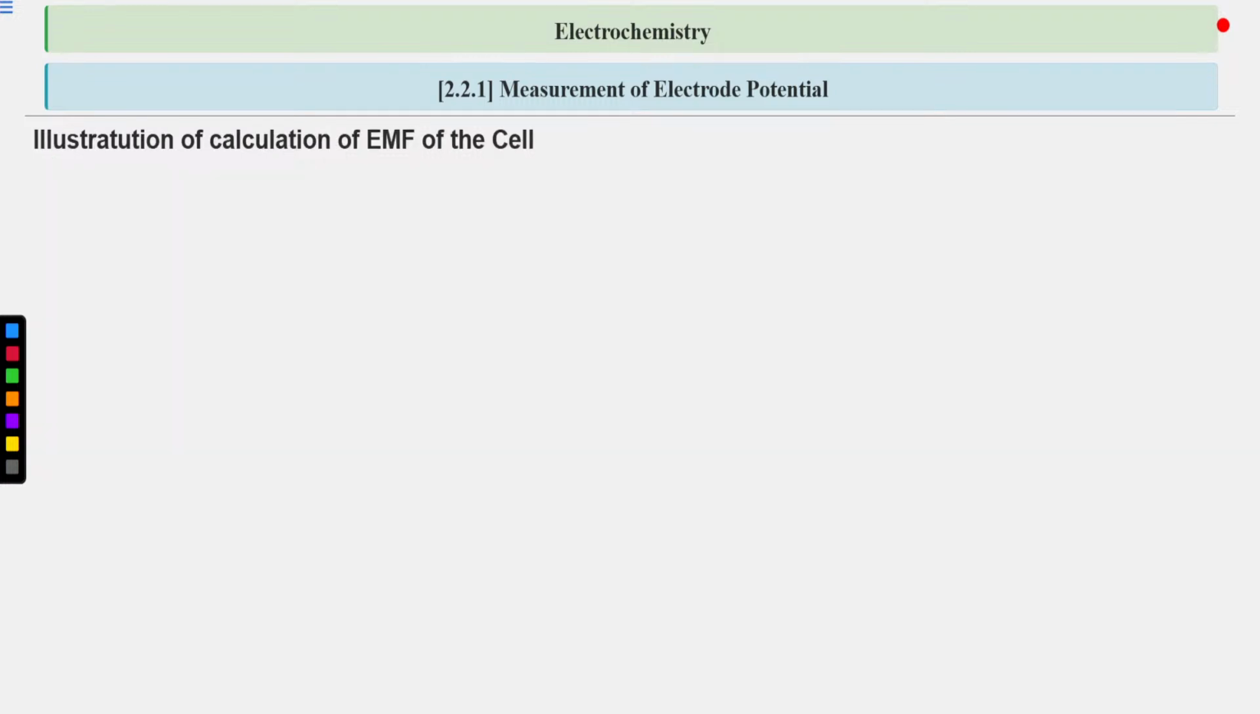Now, illustration of calculation of EMF of the cell. Now, if you want to find out all the illustrations of how you can calculate the EMF of the cell. So, let's suppose we have this cell. Okay, in this you can see that this is the salt bridge. So, this one is the right half cell. This one is the left half cell.